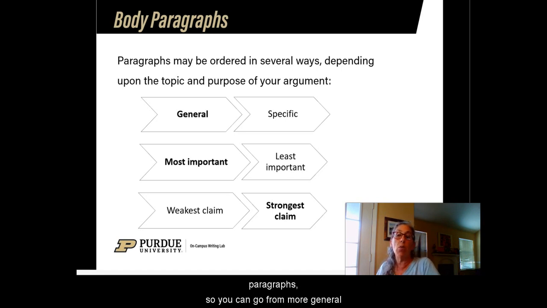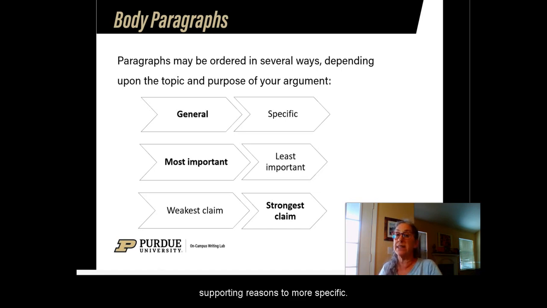You can choose a few different organizational patterns in presenting your evidence and in organizing your body paragraphs. So you can go from more general supporting reasons to more specific. You can start with your most important position or reason to your least important, or you can go from your weakest claim, supporting idea, to your strongest.